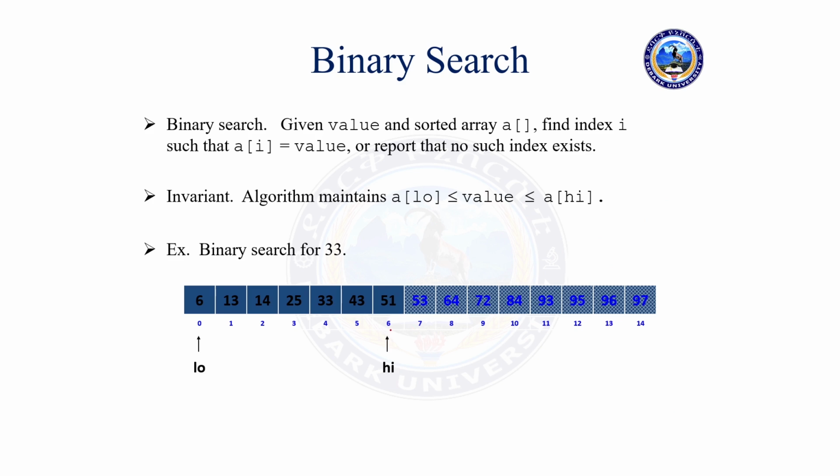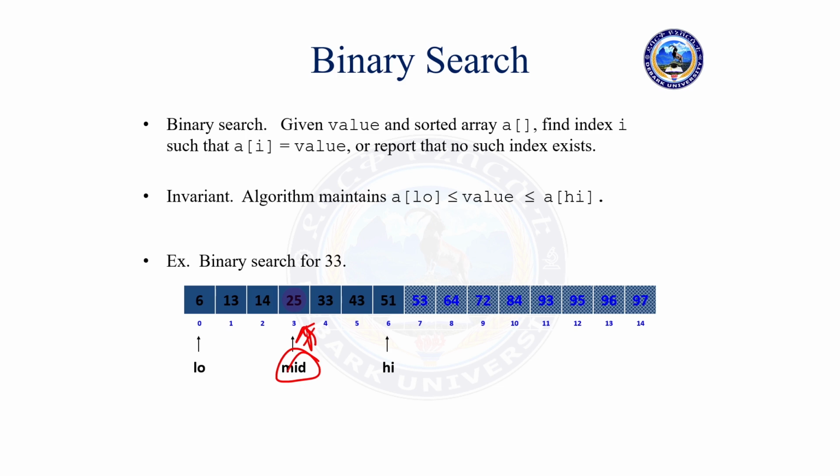After we get the positions of low and high, we are going to find mid again. Mid is equal to (low plus high) over 2. That is (0 plus 6) over 2, which is equal to 3. So the value of mid will be at index 3.